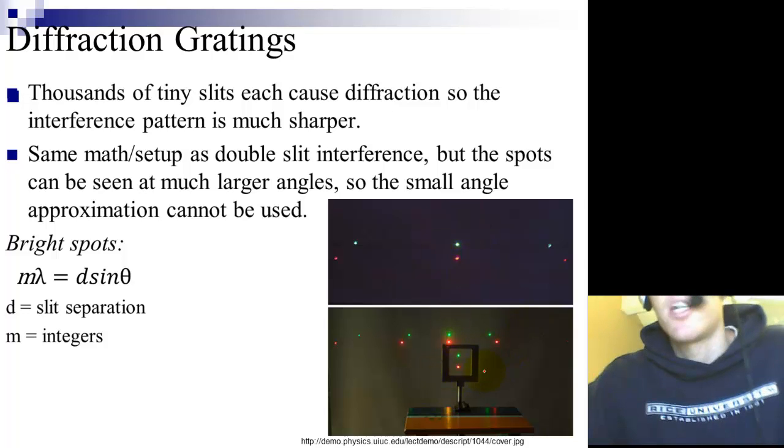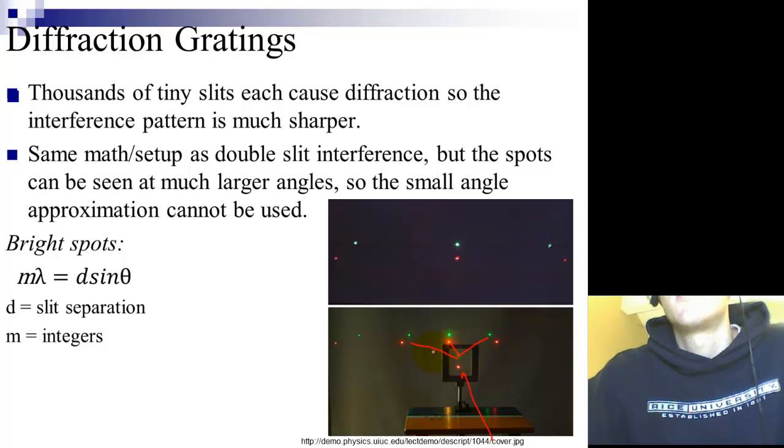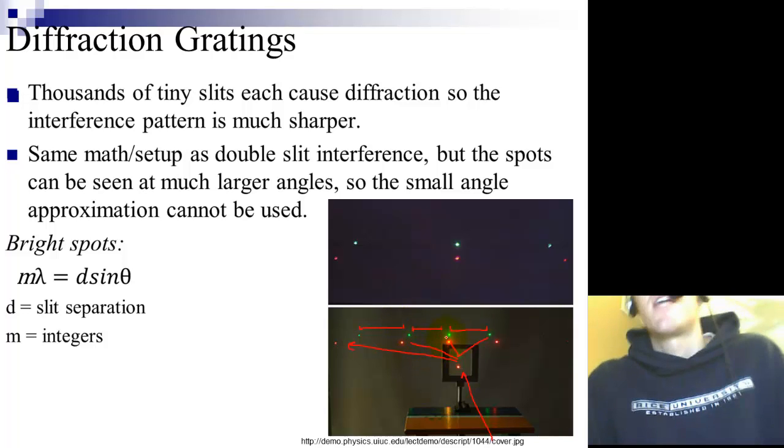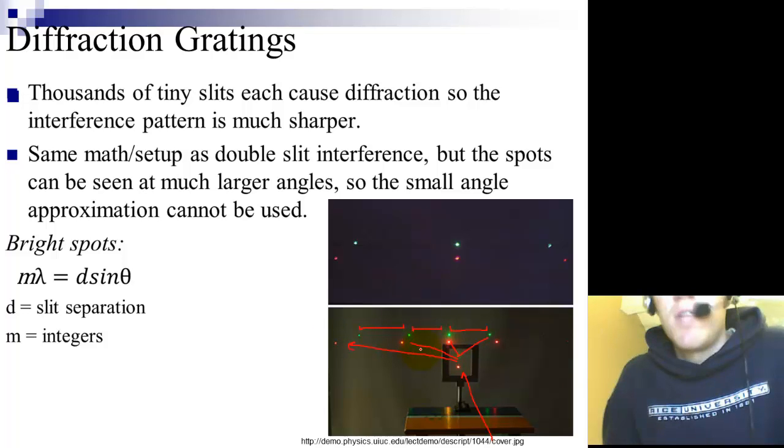This is a picture actually. There's a laser being shown in this way. This right here is a diffraction grating that the laser is going through, and then it's spreading out along these different paths. And so you can see the distance that the green one goes is actually a little bit less than the distance that the red one goes. So the distance the green is spreading out is not as much as the distance the red is going, and that's because green and red have different wavelengths.